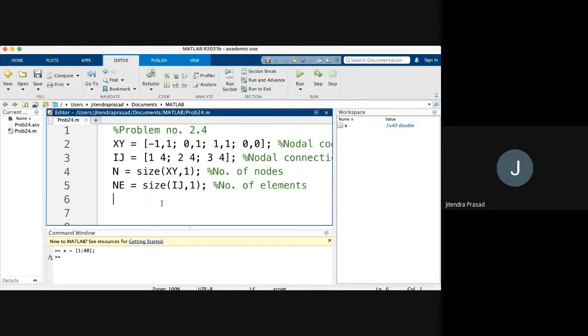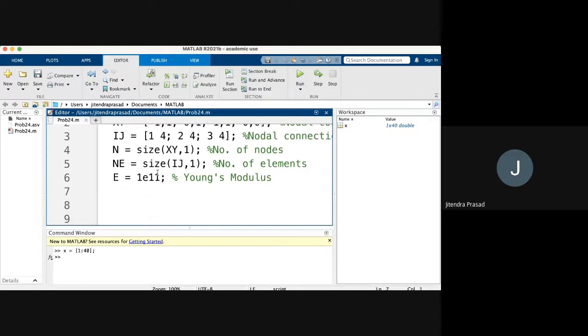Now the next thing is all the other data that you need. You know it is EA over L, so the E value you have to give. E is equal to the given value, 2 e to the power 11 Pascal. This is Young's modulus, which is data that you have to give.